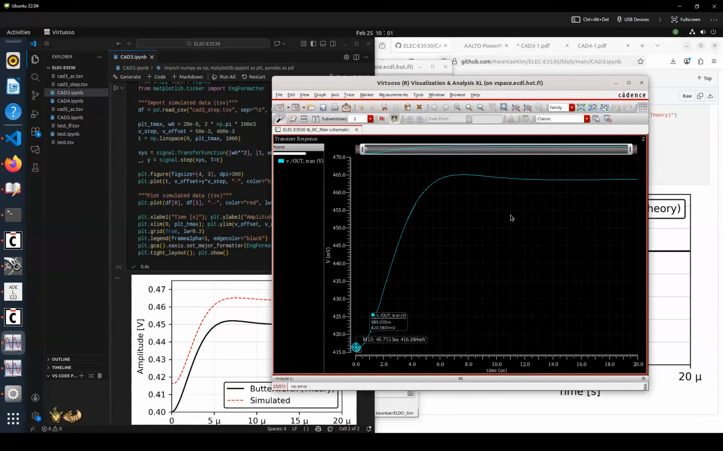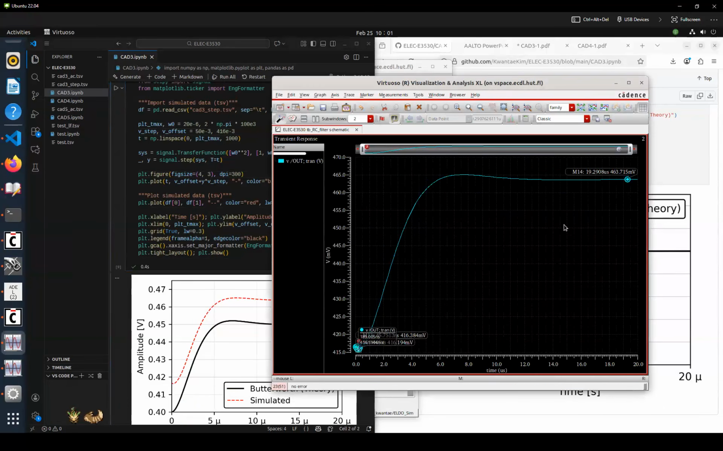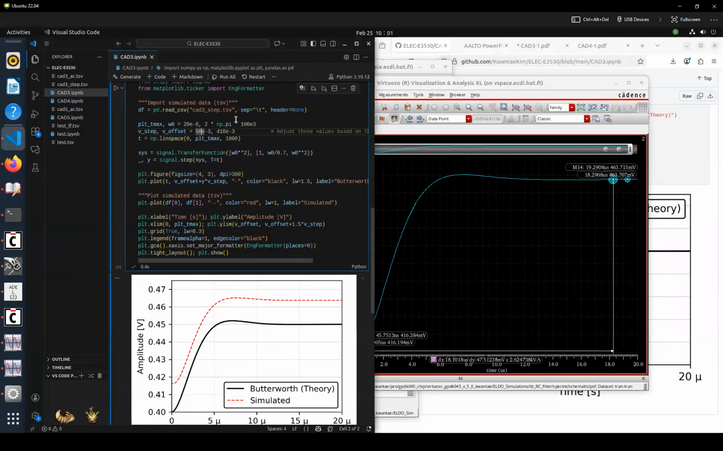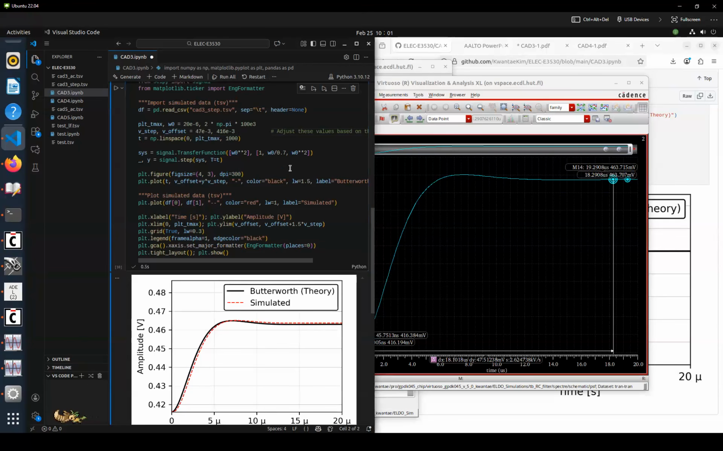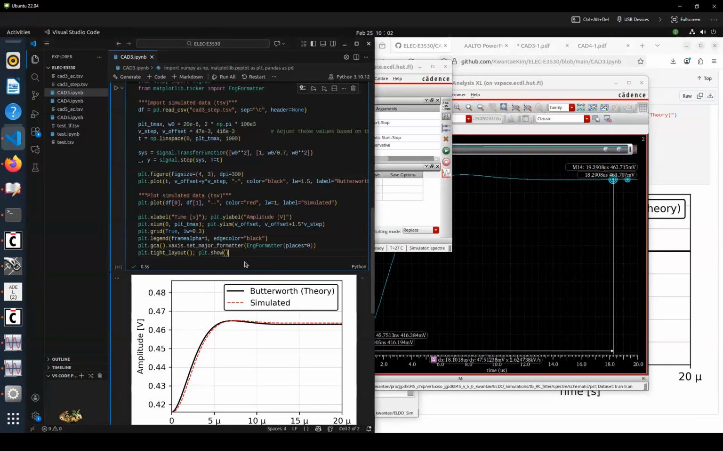So for this one, 416, and the end point is 463. So 416, 416, and what is the magnitude? Magnitude is 47 millivolt. Magnitude is 47. Yeah, then it matches quite well. If you want to match as closely as possible, then you need to manually adjust this F0 and the phase margin, for example, controlling capacitance 22.5 or 22.55, something. But I think this is pretty much good enough.